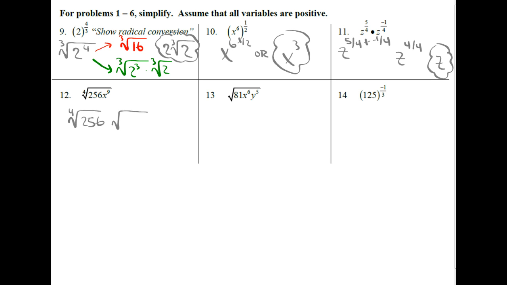If I look at the variable part, 9 is not a multiple of 4. So I'm going to break this up into factors of x that would be a multiple of 4. So I'm going to break that up into x to the 8th times the 4th root of x to the 1st. And then, of course, 256 is a perfect 4th root, 4. X to the 8th is a perfect 4th root, x squared. And what I have left in the radical is the 4th root of just x.